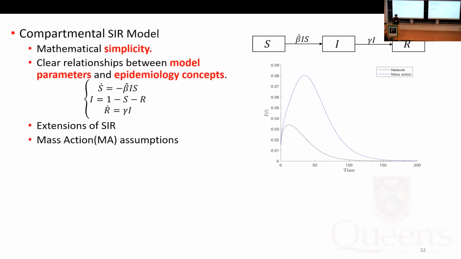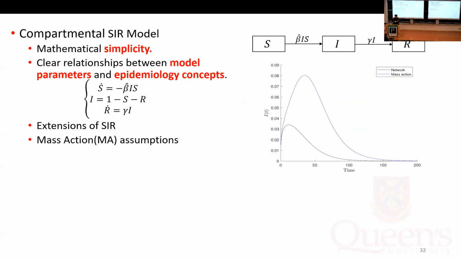Today, I'm going to talk about disease spread networks using percolation methods and age-based modeling. So the SIR compartmental model is widely used in mathematical epidemiology because of its mathematical simplicity. We have a nice SIR model, an ODE system here, and there are a lot of extensions of SIR models.